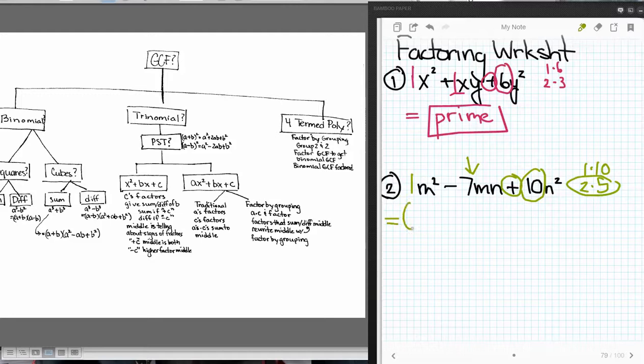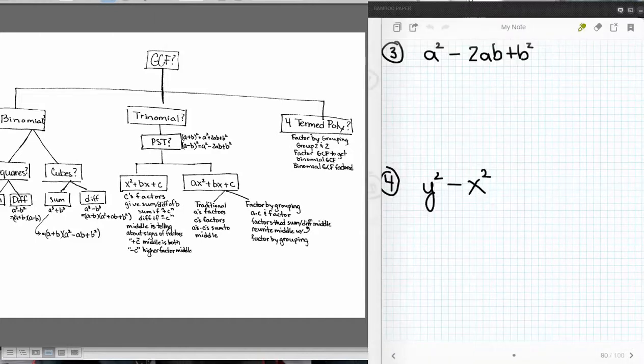So now I'm going to write this as a binomial times a binomial, and I'm going to put an m in each of my first terms, and then the last terms will also get an n because of the n squared down here. And then I need a 5 with one of these and a 2 with the other. And now is when I look at the middle term sign to decide the signs here. When our C is positive, that means that both of the signs in the binomials are the same as the middle term. And so now we've factored it. And you can always go and check it and see that it's the right answer by multiplying it out using FOIL. Now moving on to problem number 3.